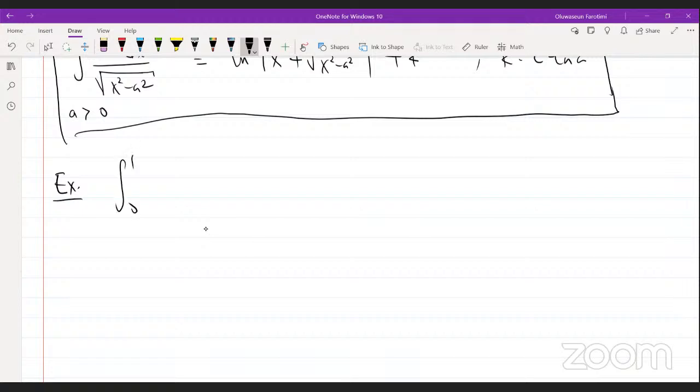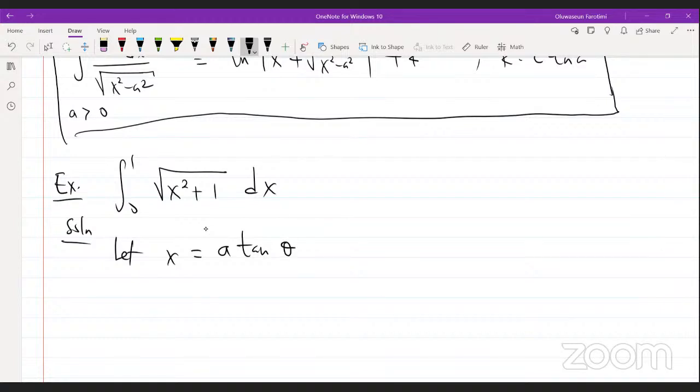We want to evaluate this definite integral. Now, which of the expressions do we use here, guys? Let's see who remembers that. We say let x be what, guys? Okay, are you sure? All right, so it's going to be a tan theta. But in this case now, what is a? So a is 1, so I just take off the a, right? Because if you have 1 times tan theta, you still have tan theta, right?